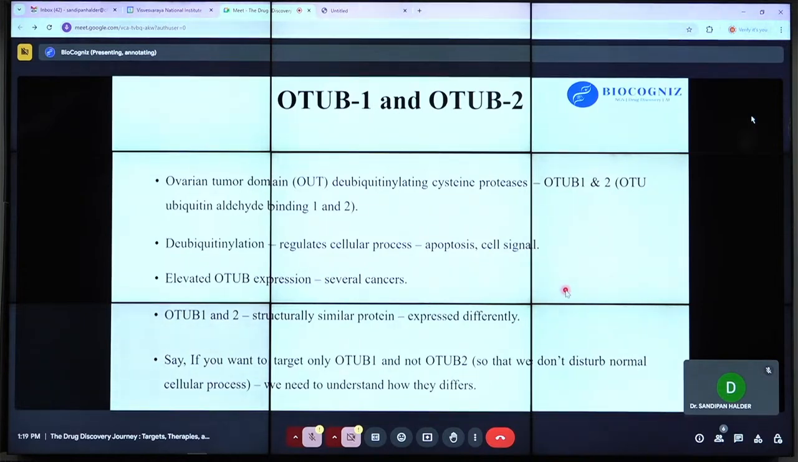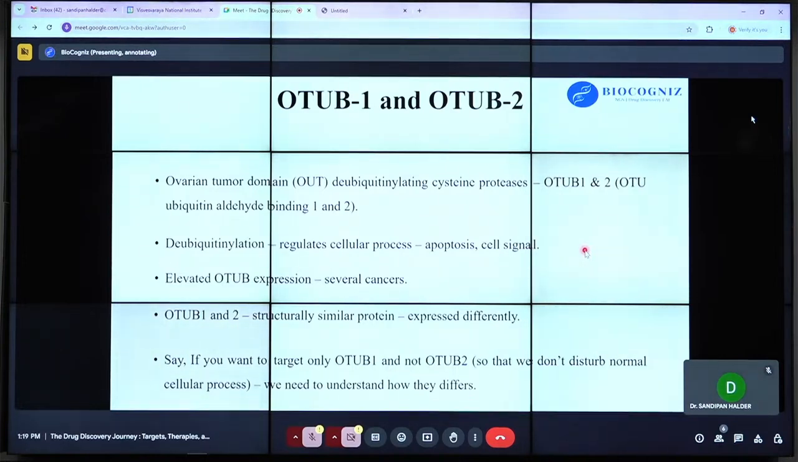Deubiquitination is a normal cellular process which needs to happen in our day-to-day activity, like apoptosis, cell differentiation, and cell signaling. But overexpression of these OTBs, for example OTB1 and OTB2, is observed in several cancers. The interesting thing is that even though they are close homologs, structurally very similar, they are expressed differently in different cancers. In cancer A, OTB1 is expressed more, whereas in cancer B, OTB2 is expressed.